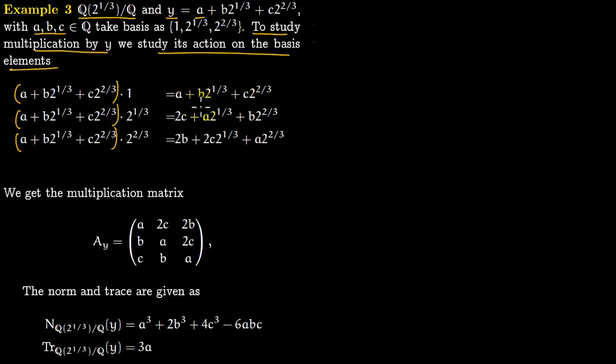So now you put this into matrix form. This first row becomes the first column right here, a b c. The second, 2c a b, becomes the column 2c a b, and 2b 2c a becomes the column 2b 2c a. Now again you compute the norm and trace, compute the determinant, write it as the norm right here, and you can see the trace is 3a. You write it here, the sum of the diagonal entries.